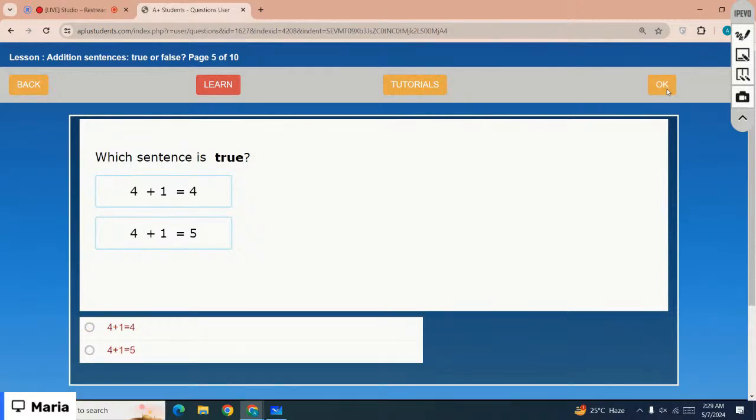Which sentence is true? The correct option is 4 plus 1 equals 5. Option number 2 is the correct option.